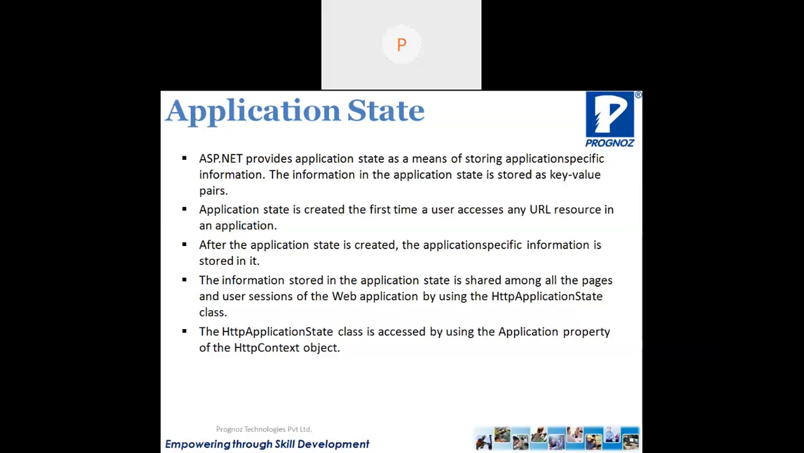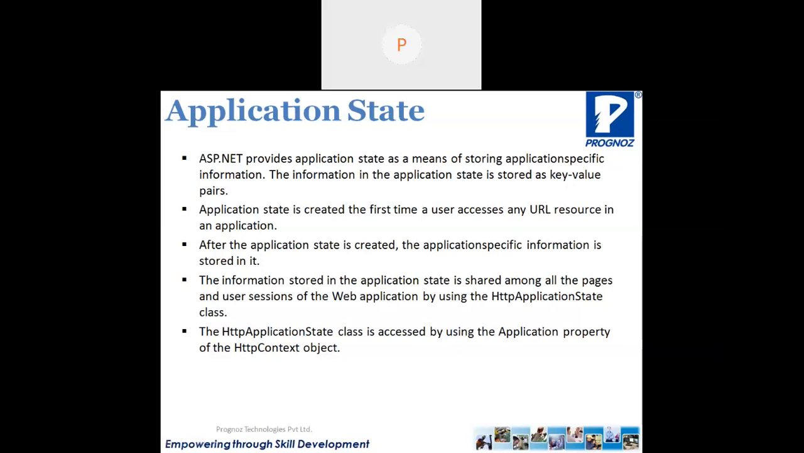Then the application state is created the first time a user accesses any URL resource in an application. That's why the name is given as application, because this is loaded only once, whenever we are executing that application for the first time.